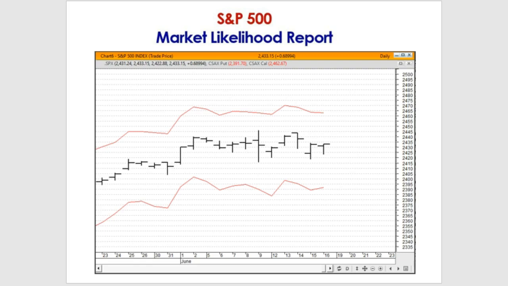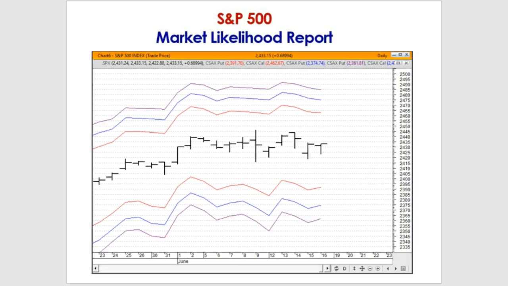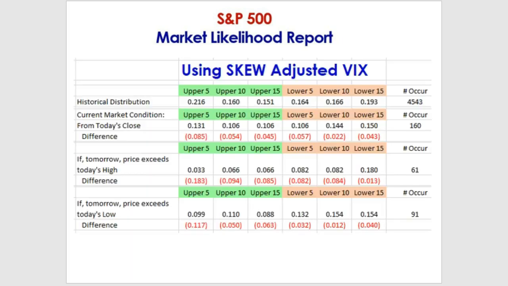And we do this not only for the 5-day bands, but the 10-day bands and the 15-day bands. Now you might notice that the upper bands are a little bit closer to the close than the downside bands. And that's because of the vertical skew that occurs in the S&P 500 options. The out-of-the-money call options have a lower implied volatility than the out-of-the-money put options, and that's why you see this asymmetrical look there to the distribution bands. So that's what we use in this particular case.